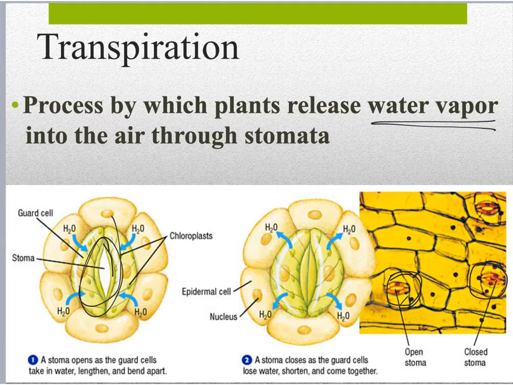And so plants will often go through photosynthesis at night when they can open these stoma and not risk excessive loss of water because of the sun and the heat of the day. So they will open these up at night in order to minimize water loss. Okay, so this process is called transpiration. Transpiration is the process by which plants release water vapor into the air through these stoma or stomata.